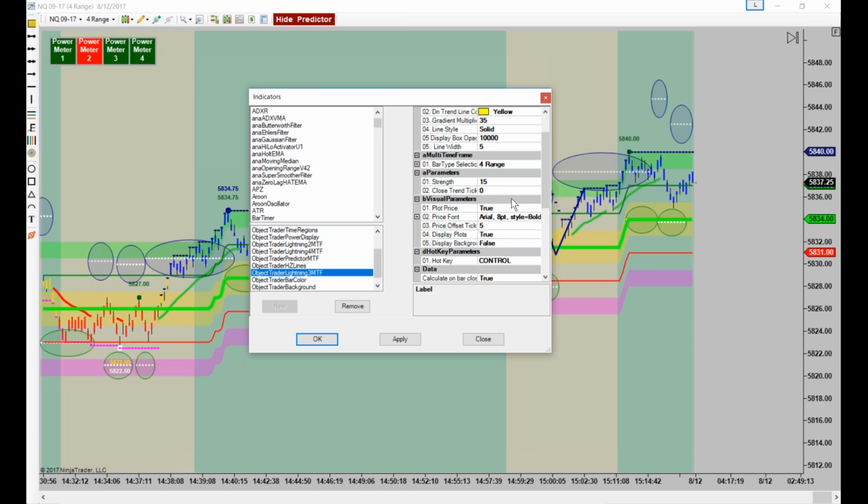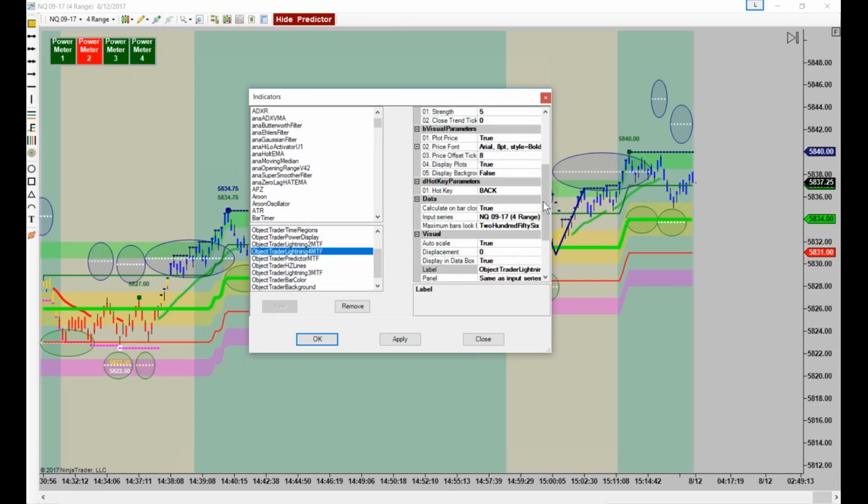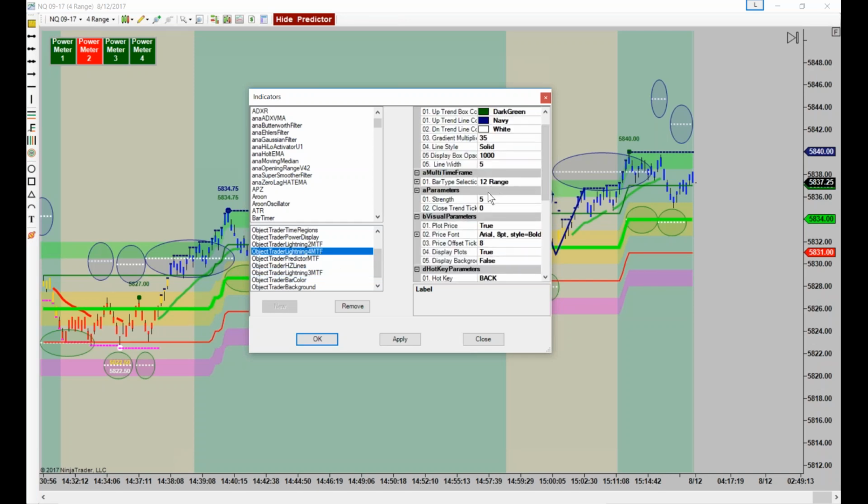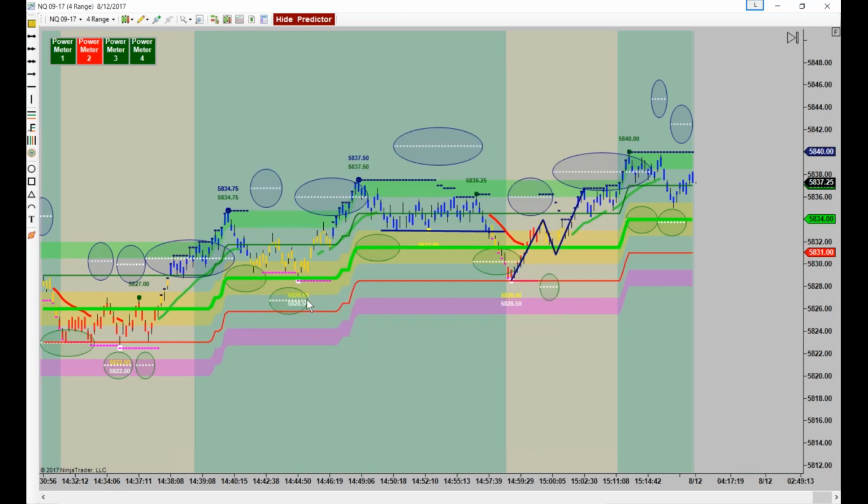Okay, and that's with the Control key, and then your lightning 4 is actually a 12-range chart with a 5 swing strength, and it's the Backspace key. Okay? And the way you do those is you just simply, let's say I want to draw it from here with my lightning 3. Control key down, left click your mouse, there it is. Okay?